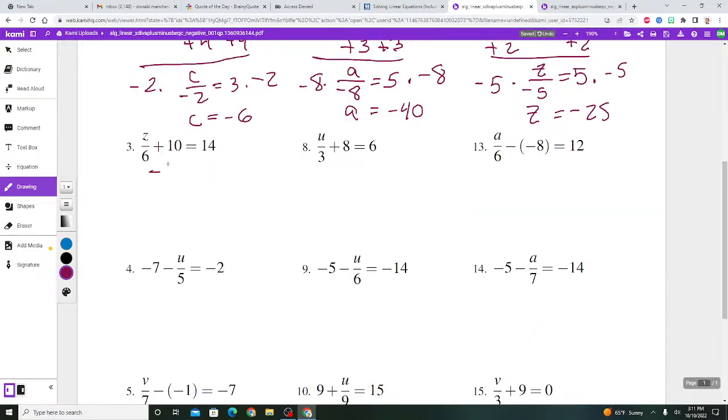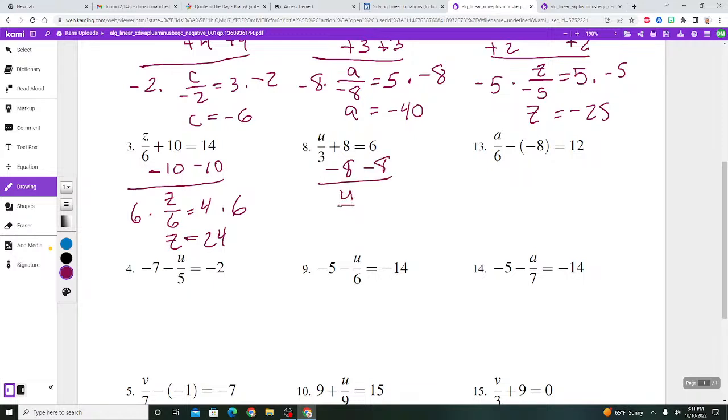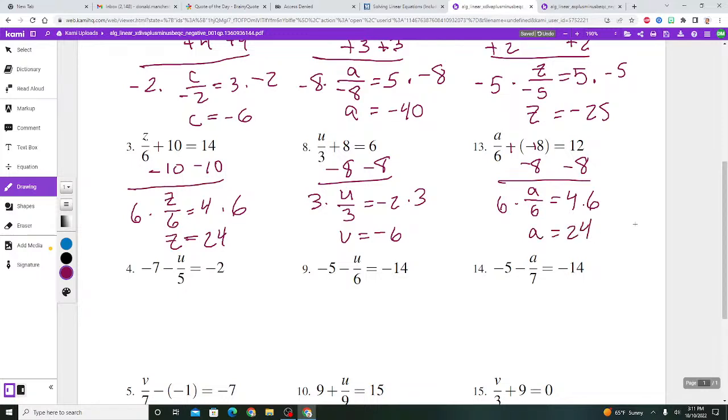Next row, we're going to subtract 10 from both sides. So that gives us z over 6 equals 4. We multiply both sides by 6. And so z equals 24. Over here, we're going to subtract 8 from both sides. That gives us u over 3 equals negative 2. We're going to multiply both sides by 3, and that gives us negative 6. This becomes plus positive, and so we then subtract 8 from both sides. A over 6 equals 4. We multiply by 6 to both sides, so a equals 24.